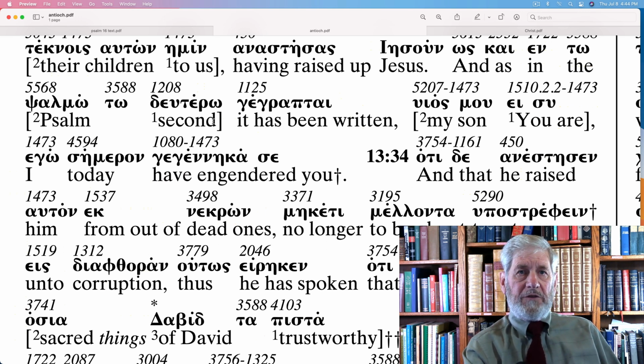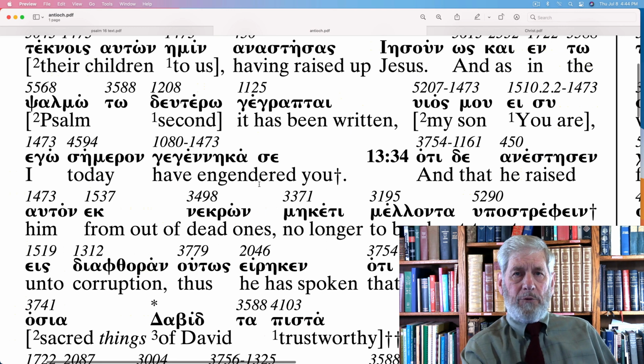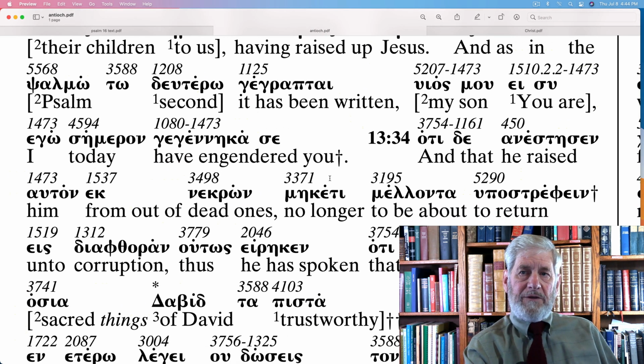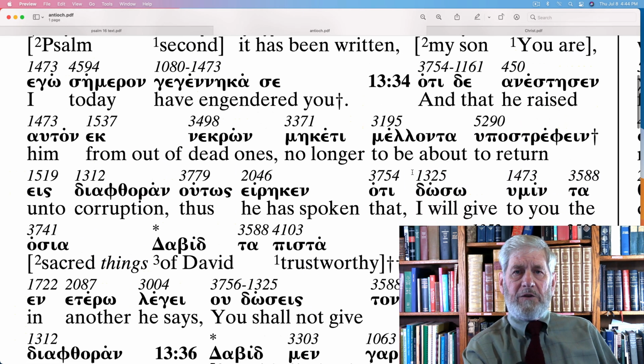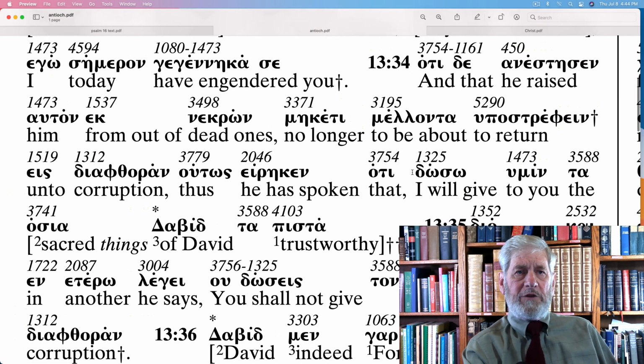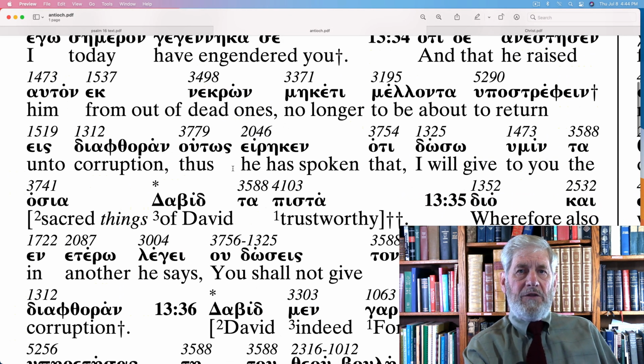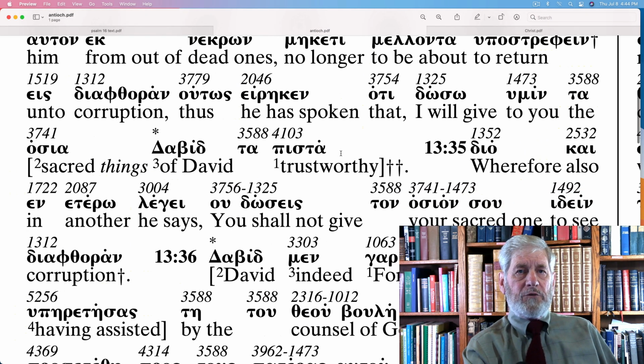And as in the second psalm, it has been written, you are my son, and I today engendered you. And that was another, not the quotation we just had, but I'm just putting this in reference. It's in verse 35 is the quotation that we just went through. And that he raised him, that is Jesus, from out of dead ones, no longer to be about to return unto corruption. Thus he has spoken, that I will give to you the trustworthy, sacred things of David.